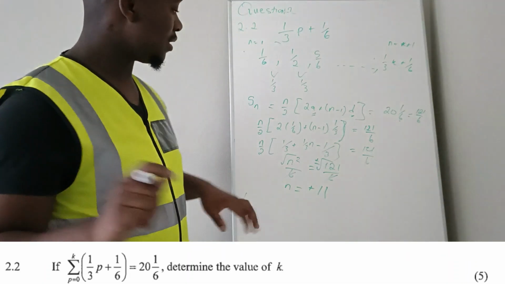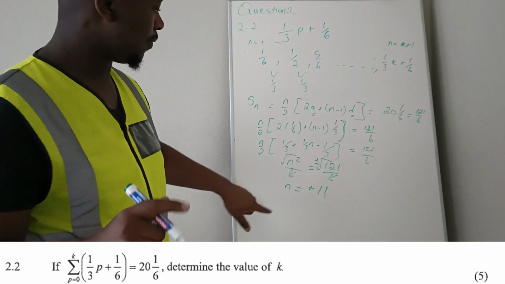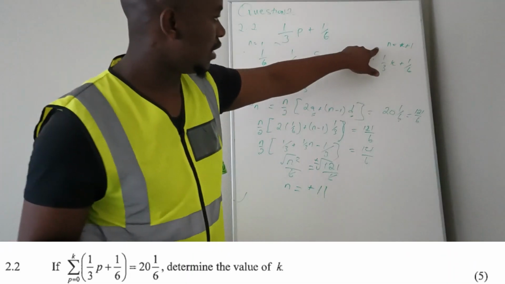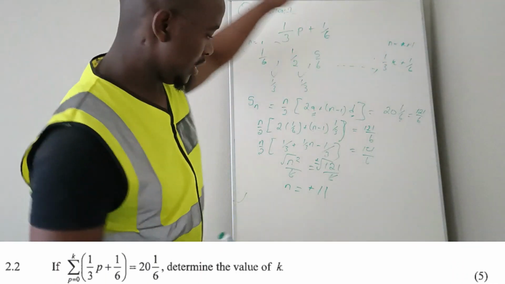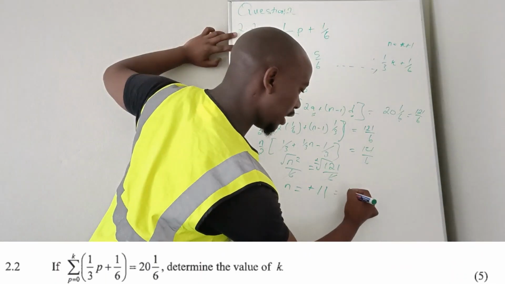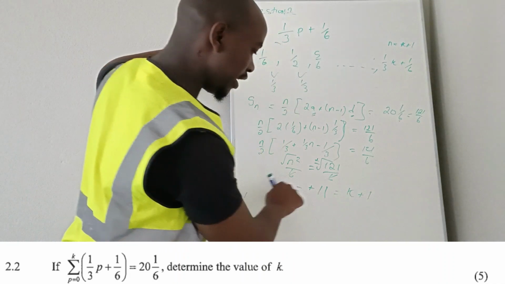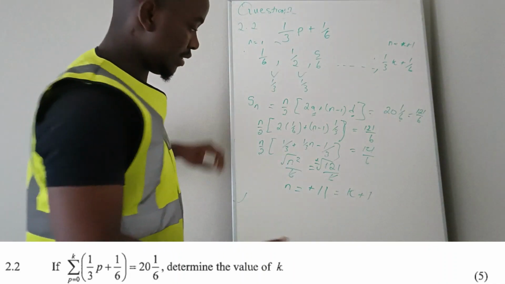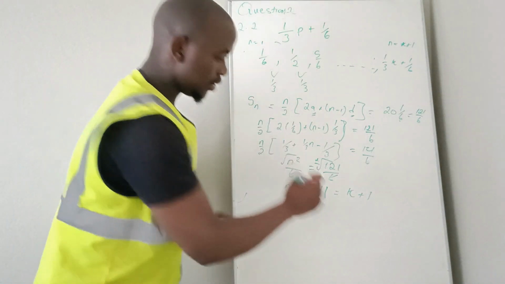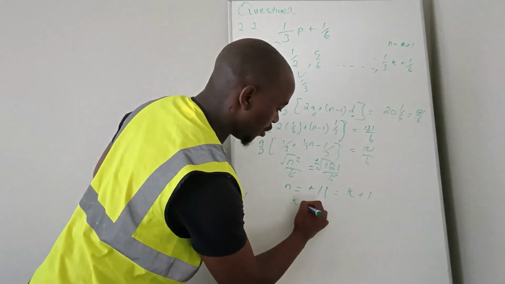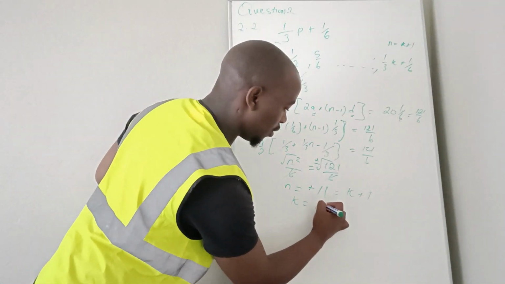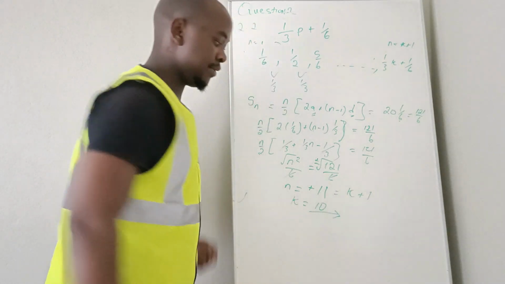But the question asked us about the value of k. So remember that n is equal to k plus 1. So this should all equal k plus 1. So n is always 1 more than the value of p. Therefore k here is equal to 11 minus 1. So k equals 10.